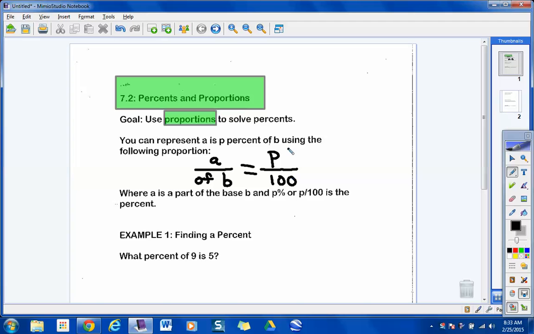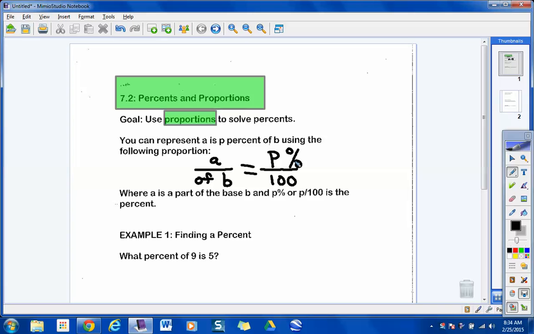If you can just remember this, I'm going to put the P up here as any number they give you as a percent. You're going to put that number in up there. Any number that comes right after the word of is going to be your base. And then A is going to be the part of the base we're looking for. And it tells us right down here: A is part of the base B, and P% or P over 100 is the percent.